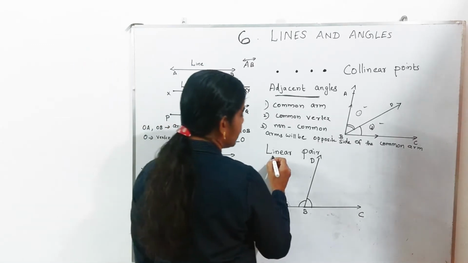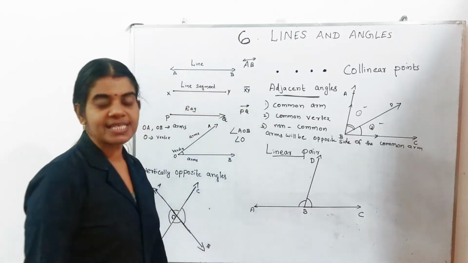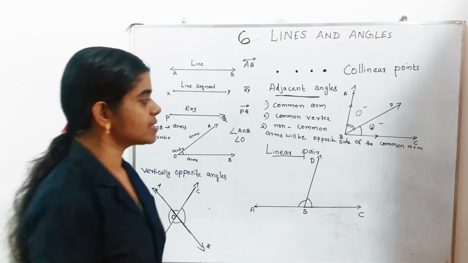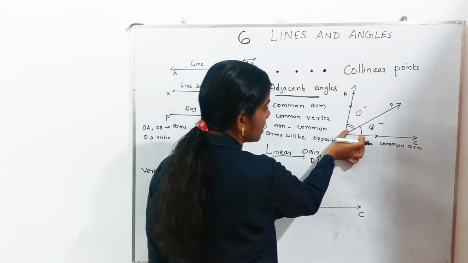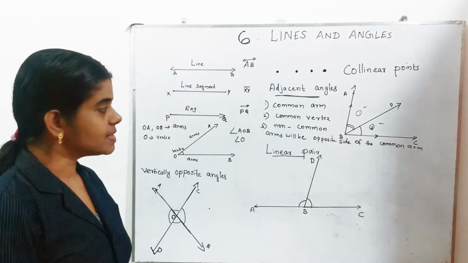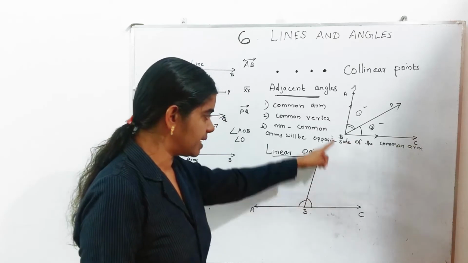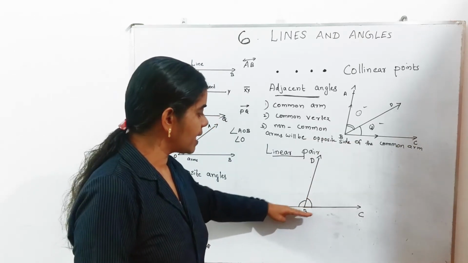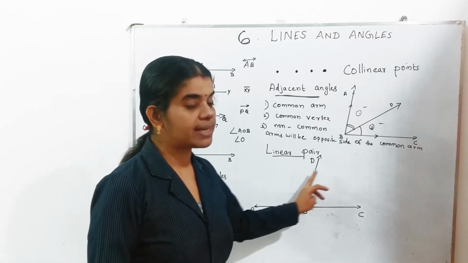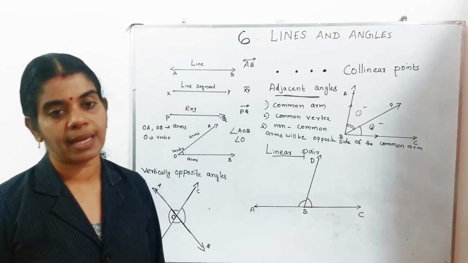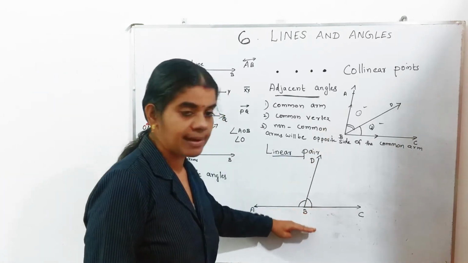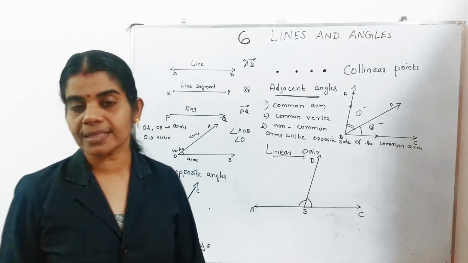Next I am saying about the linear pair. You already studied what is meant by a linear pair. Anybody knows? If the non-common arms form a straight line. Which are the non-common arms? BA and BC here. If BA and BC form a straight line, that pair of adjacent angles is known as the linear pair. Clear? If the non-common arms form a straight line, then you will get a linear pair.